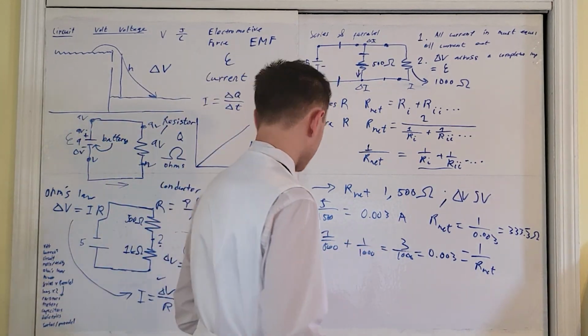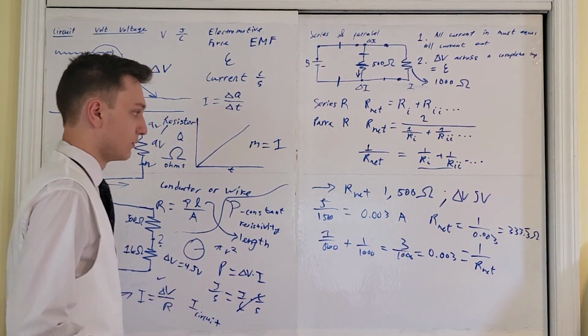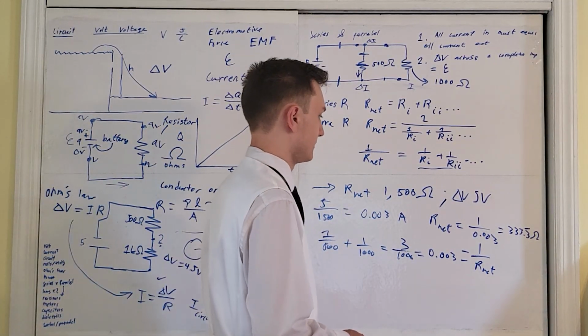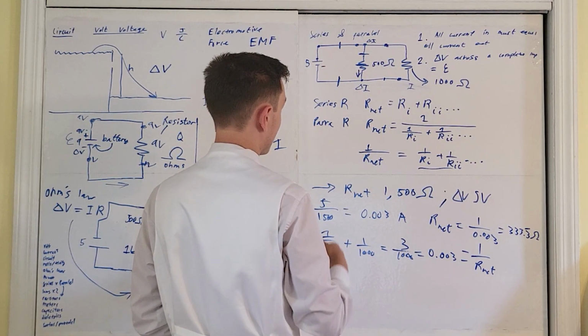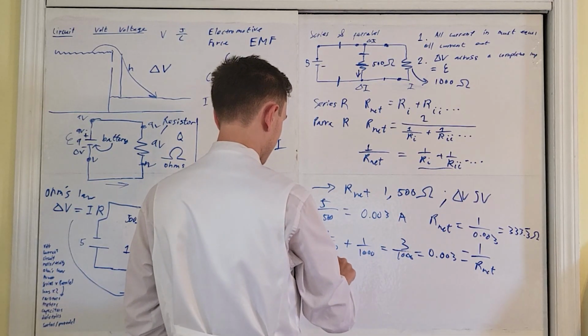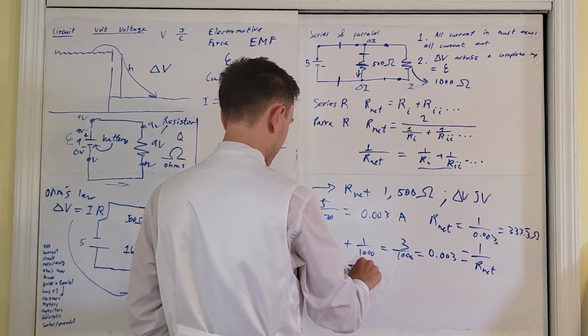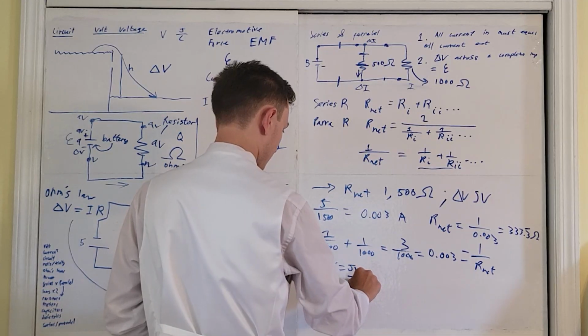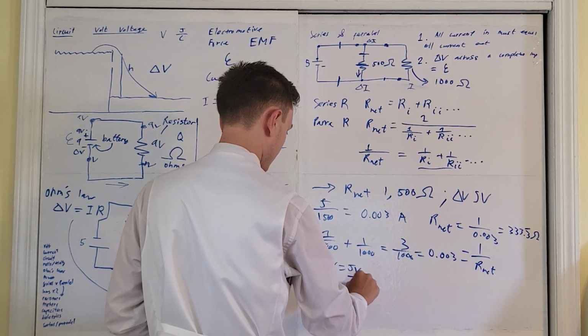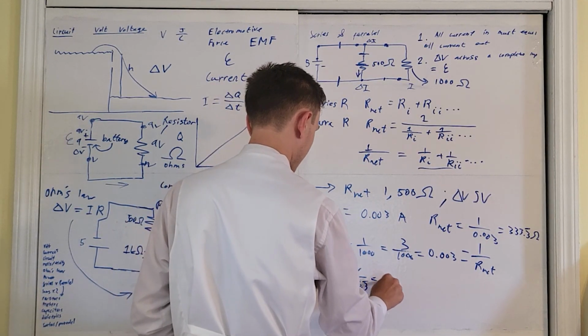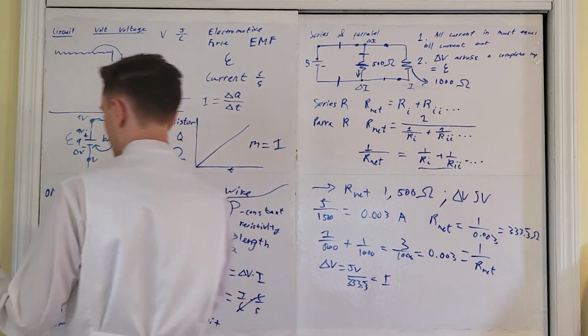Anyway, let's get back to calculating the current through our circuit, or the current through the battery. Our potential difference across the circuit, delta V equals 5 volts. Delta V divided by R, 333.3 repeating, equals our current through the circuit.